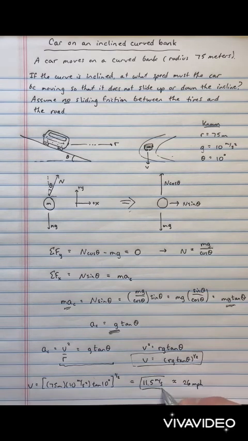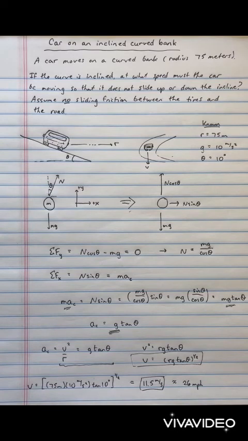miles per hour. Now, interestingly enough, if the car is moving at exactly this speed, then it will neither slide up nor down the incline. If it's going faster than that speed, it will go up the incline. It'll tend to slide off the road. But if it's going slower than that speed, it will slide down the incline. So this is kind of an interesting case: only at this specific speed does the car stay at the same height along the incline. Other heights don't matter.